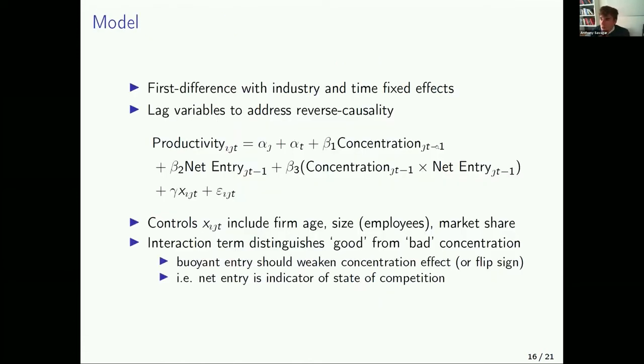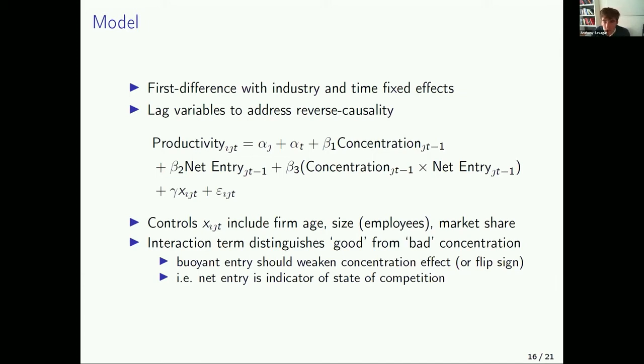We'll run the following regression, which is in the flavor of an early paper by Stephen Nickell in the mid-90s, which is first difference. It has industry and time fixed effects. And we include concentration from last period, just this lag of concentration, to say that concentration in a previous period may affect productivity going forwards, but contemporaneously, it would be very difficult to determine which way around the causality runs.